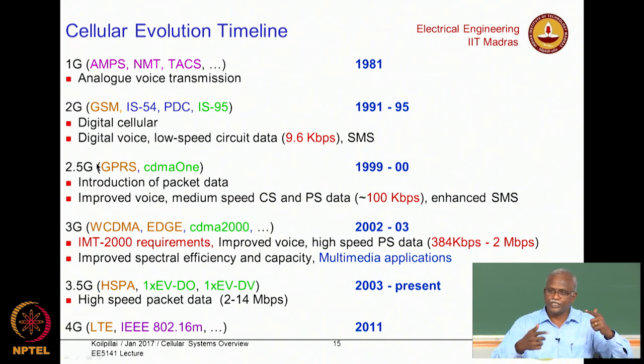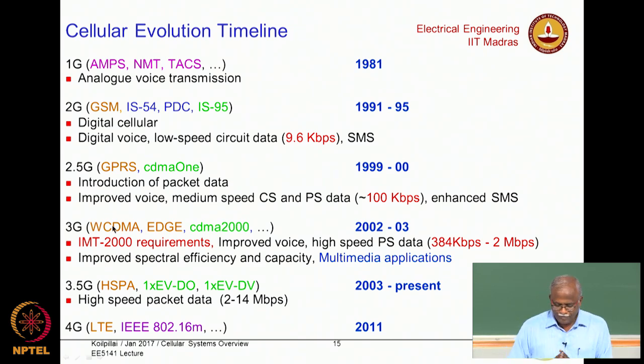Circuit switch was replaced with packet switch in the 2.5G era. Many of you are familiar with GPRS, General Packet Radio Service. That was the first time packet switch data was introduced. The data rates, we were looking at 9.6 kilobits per second for circuit switched, increased a little bit to 14.4, but packet switch could support higher data rates.